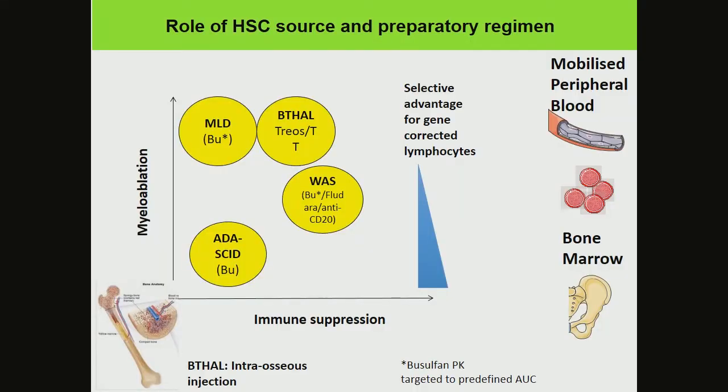And this is an example about the chemotherapy, the conditioning, where in our clinical trials we have changed, depending on the disease, the type of conditioning, with low intensity for ADA-SCID and higher intensity with, for example, beta thalassemia. And for metachromatic leukodystrophy, where we want to target also the resident myeloid cells, we use busulfan, which facilitates the crossing of the blood-brain barrier.